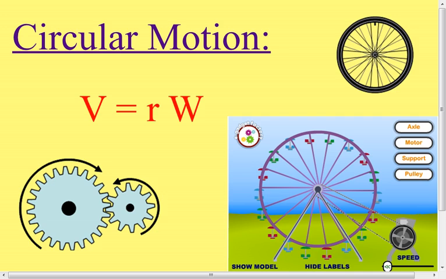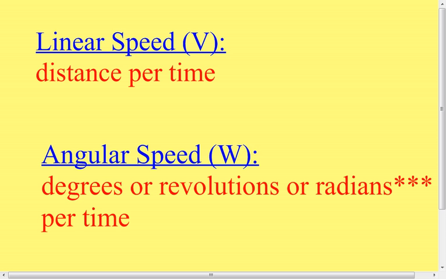But when you're dealing with circular motion, there's first of all this formula right here, V equals RW, that you're going to use all the time. V stands for linear speed, W stands for angular speed, and R is your radius. V is your linear speed. It will always be given to you in a distance per time. It's the miles per hour kind of speed. Miles per hour, inches per second, centimeters per minute, those kinds of units. But a distance and a time is your linear speed, okay? It's how fast you're moving around the outside edge of the circle.